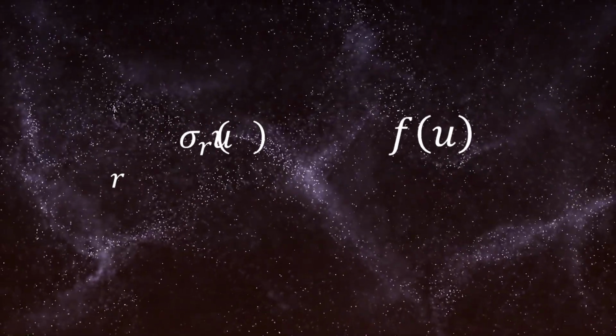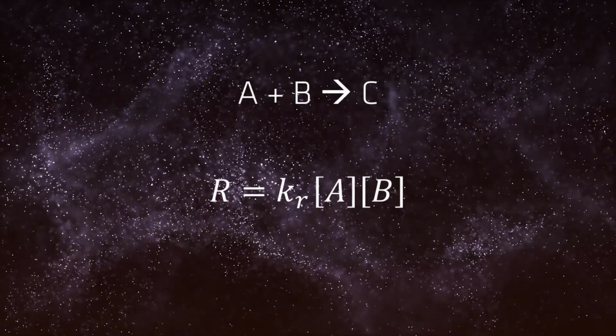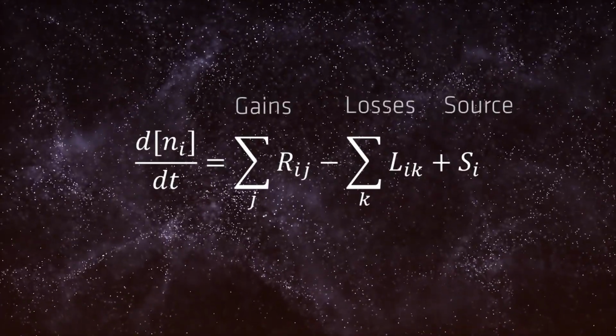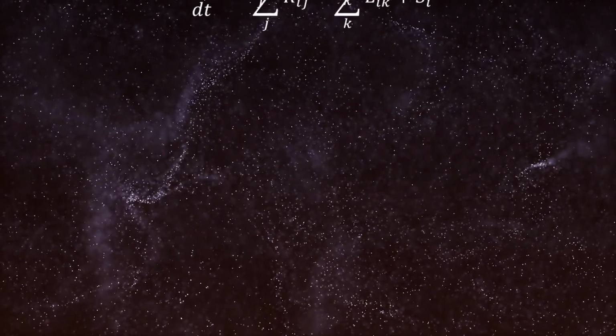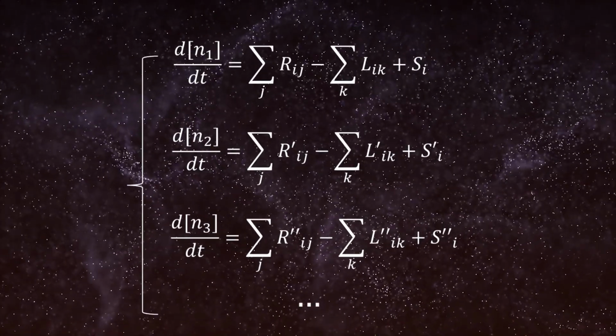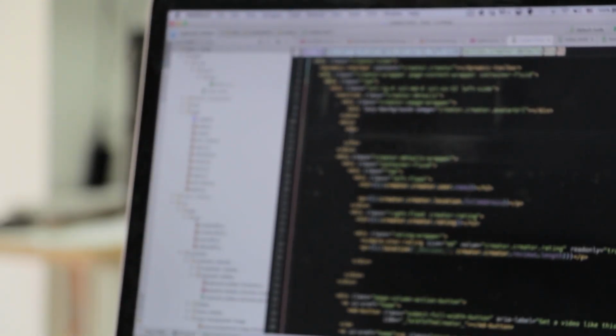Once we know the rate coefficients, we can simulate the plasma. By solving a system of rate equations, we track how the densities of ions, electrons, and neutrals evolve over time. These simulations allow us to predict and optimize plasma-driven processes with precision.